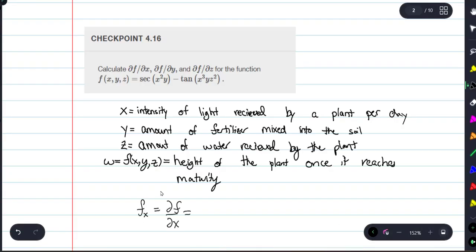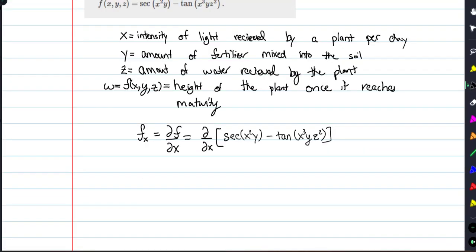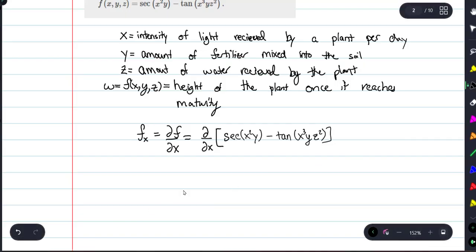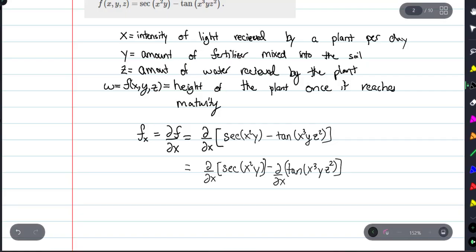Then the partial derivative of this particular function with respect to x is how much should the height change if I only change the intensity of light it's receiving, and I hold all other parameters constant. I compute this partial derivative by taking the derivative with respect to x, which means I pretend y is a constant and z is a constant. So the first derivative rule I use is the difference rule, or basically I just distribute the derivative.